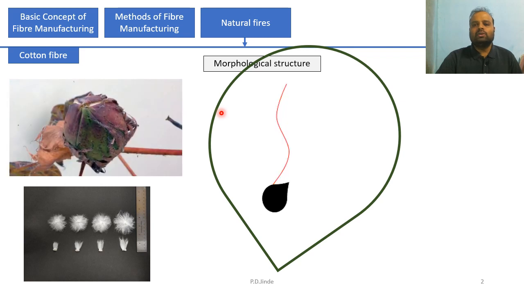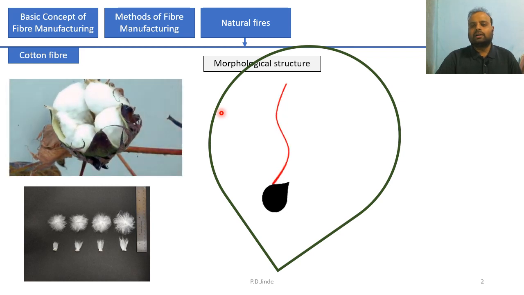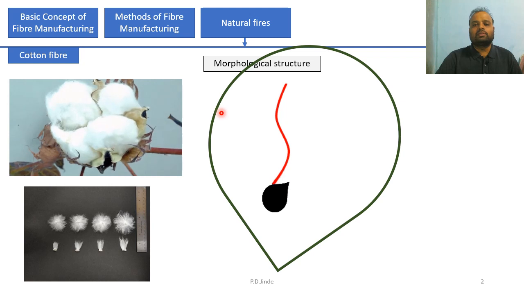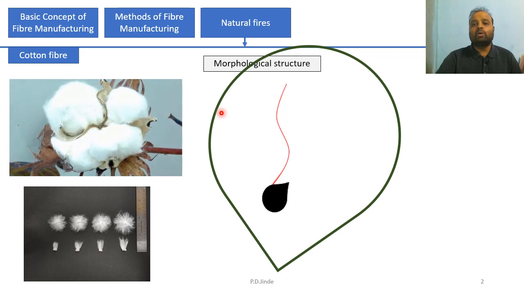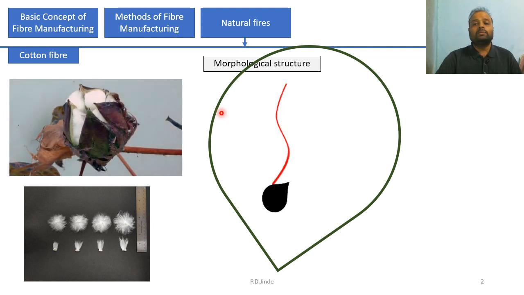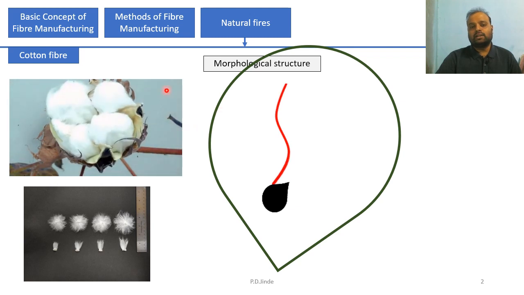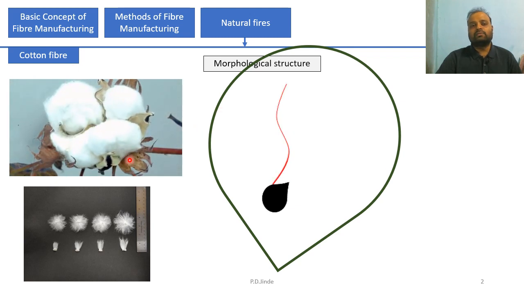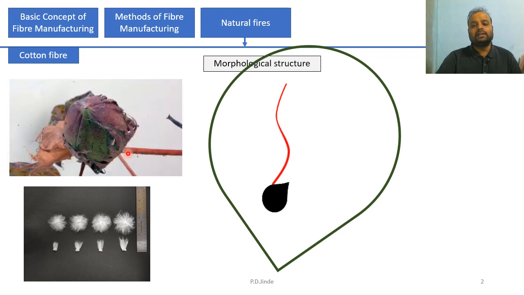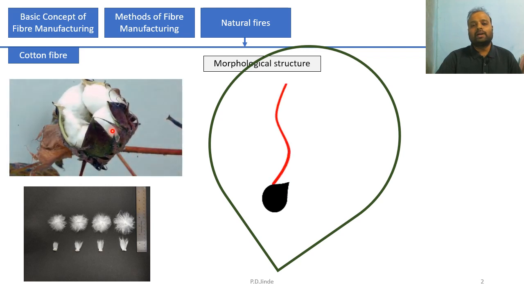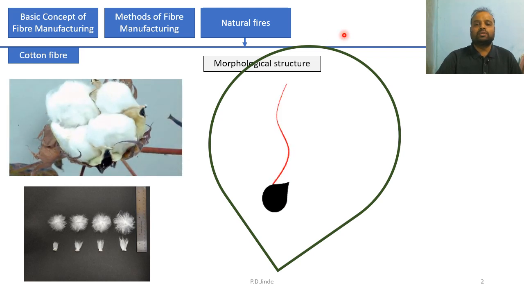When the fully grown fiber develops its cell wall completely, the ripened ball opens up and the cotton fiber is exposed to the atmosphere. Here this figure is shown. When the fiber develops completely, the ripened ball gets opened up and the fiber is exposed to the atmosphere.